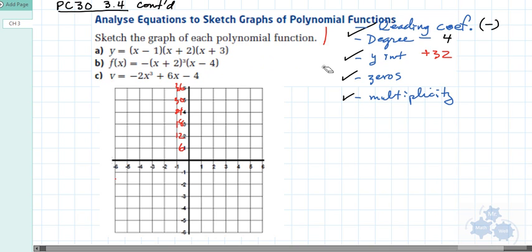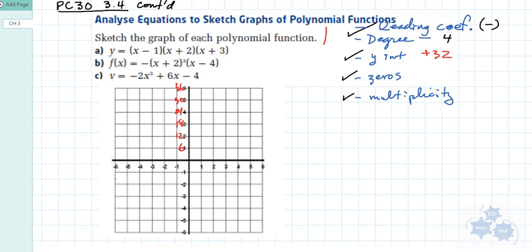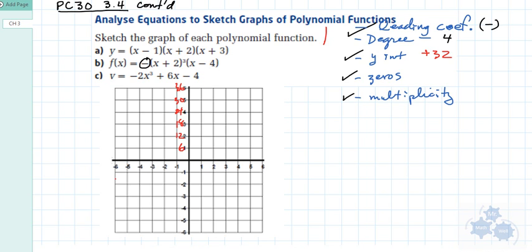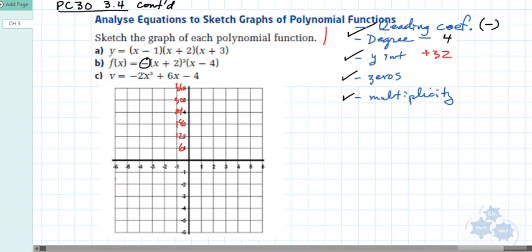And then finally, the zeros. Now, does this negative represent a zero? No, it doesn't, because there's no, what? There's no x, yeah, there's no variable. Very good. It's just a constant, so that's not a zero. We have one at -2, right here. We have one at +4, right here. And we have an intercept at 32, right there.